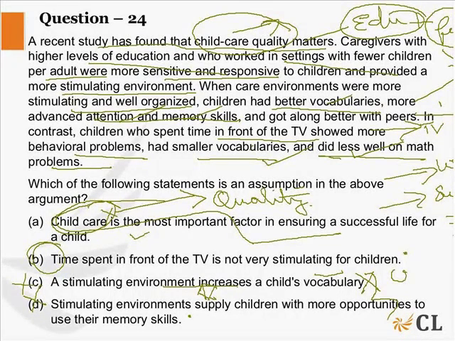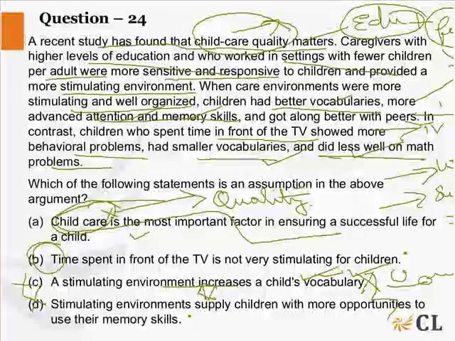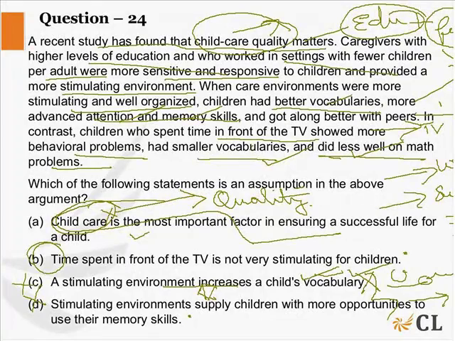Why are we nullifying C and D? Can you please come up again? Yes, surely Abhinav, I can always come up. A stimulating environment increases a child's vocabulary. That is not the only thing a stimulating environment is doing. It's one of the factors. Similarly, D is one of the factors. If I have an option which is more important and more holistic than these two options, I'll go for that. That's why I'm stressing on the elimination choice.